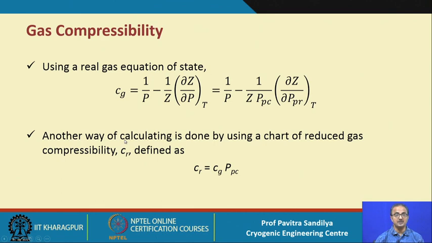As we are talking about reduced values, similarly we can also talk in terms of the reduced compressibility, that is given by Cr, and Cr is given as Cg into the pseudo-critical pressure. This is the way we can get the value of the reduced gas compressibility. So this is the definition, and we have to accept it at its face value.